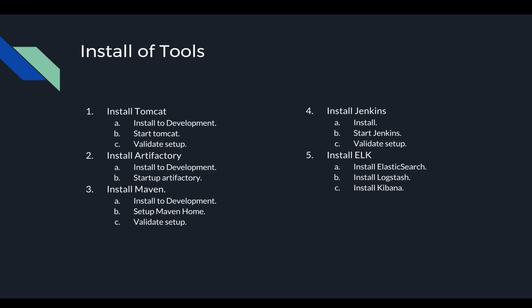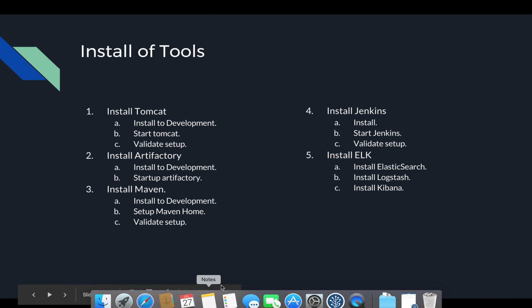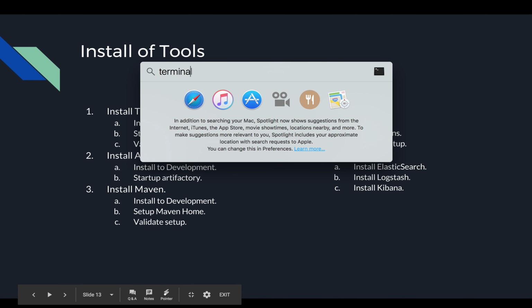Okay, so I hope you have downloaded all the required software and you should have all of them downloaded to the download folder. In this course, we're going to concentrate on installing and configuring Tomcat. So let's get started. I'm going to open up a terminal.